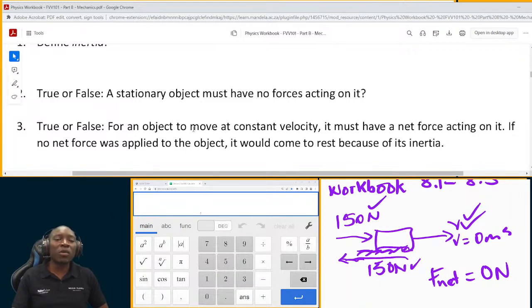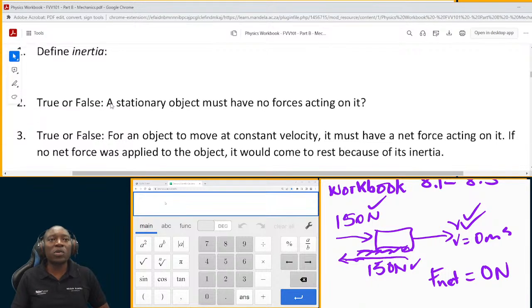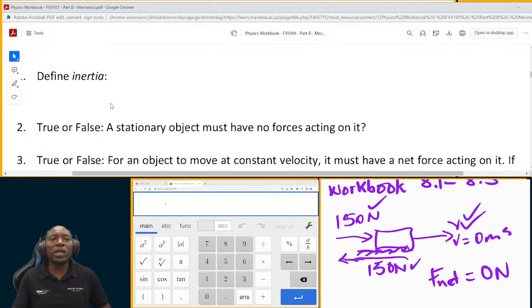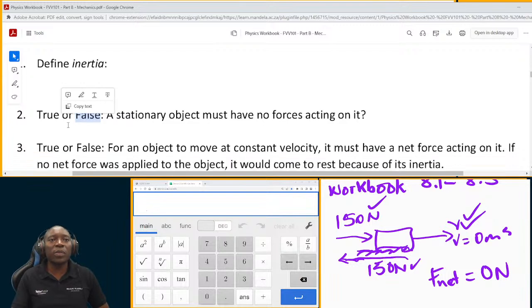So the body can continue at constant velocity, or can continue with the same velocity, which can be zero, meaning it continues at rest. So this part one is a true-false question. True or false: a stationary object must have no forces acting on it. Our answer here is false. A stationary object does not only have no forces acting on it, it can have forces acting on it but balanced.